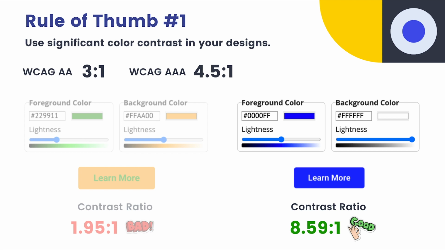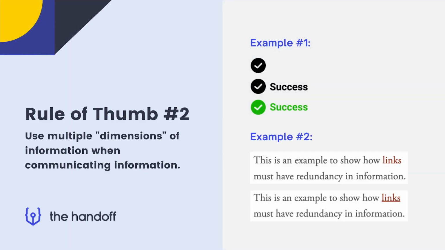So the second example is a color combination that works better, a dark blue and a white. This has higher color contrast and gives us a ratio of 8.59 to 1, which is way above the WCAG AA and AAA requirements. Keep in mind that with any type of color palette that you're developing, you'll want to balance the aesthetics as well as the accessibility. You can definitely create brand colors or palettes that are both good looking and accessible, so it doesn't need to be a trade-off. The second rule of thumb is similar to the first.